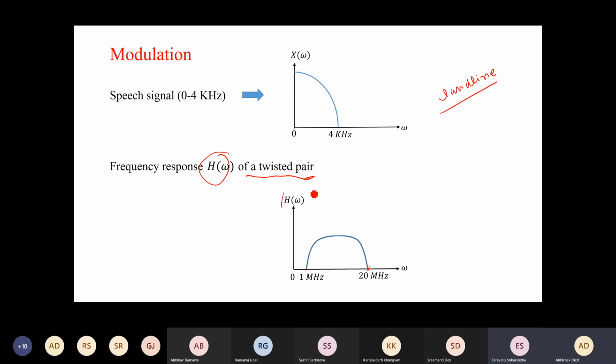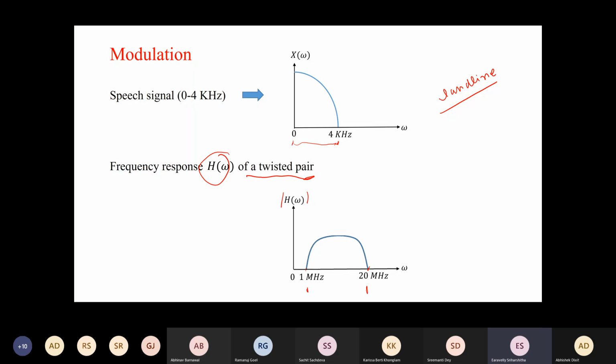Let me make it mod of H(omega) to be more correct. So the frequency response, let us assume, goes something like this, 1 megahertz to 20 megahertz. But the speech signal goes from 0 to 4 kilohertz. This is hand drawn, so it might not be exact, but you can imagine that the speech signal varies from 0 to 4 kilohertz, and the twisted pair goes from 1 megahertz to 20 megahertz. If I transmitted a speech signal over the twisted pair, what should be the output? Nothing, just zero.